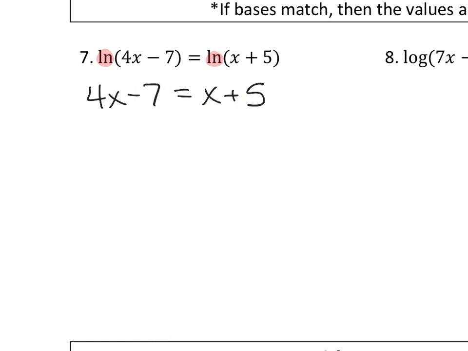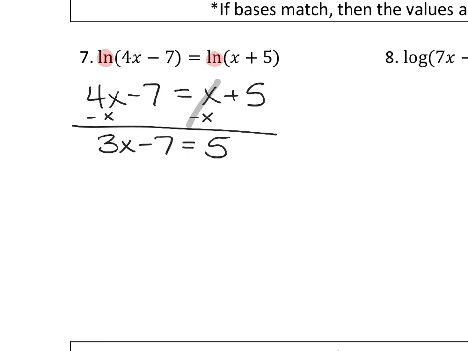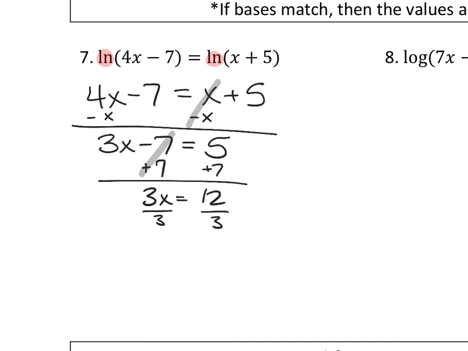If we solve for x here, I'll do the x's first. We're going to subtract x from both sides so that I end up with 3x minus 7 equal to 5. And then I'm going to add 7 to both sides. That'll be 3x equal to 12. And then I divide by 3 to find out that x is equal to 4.